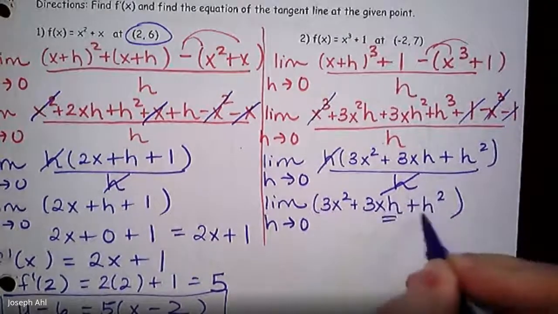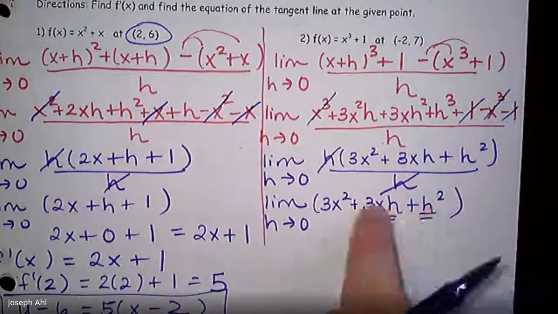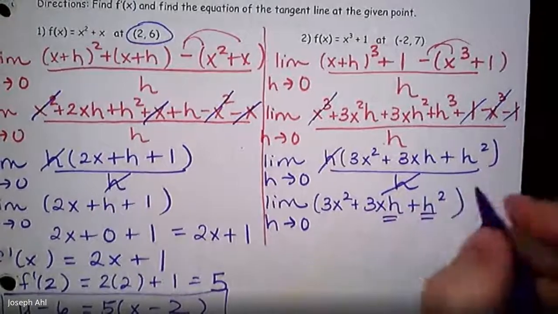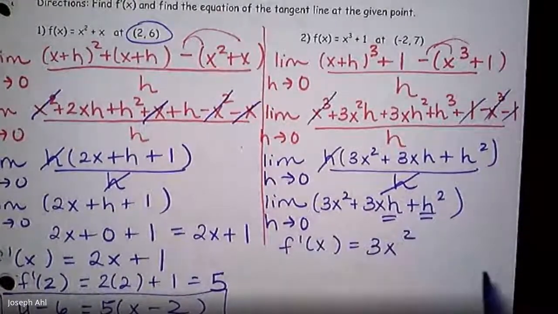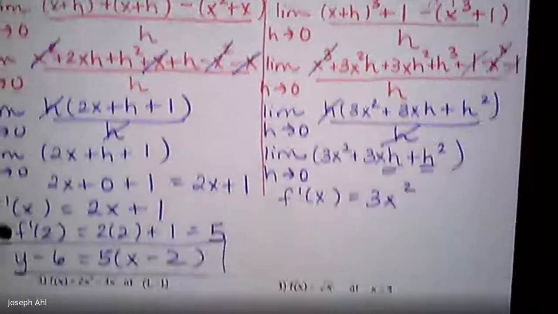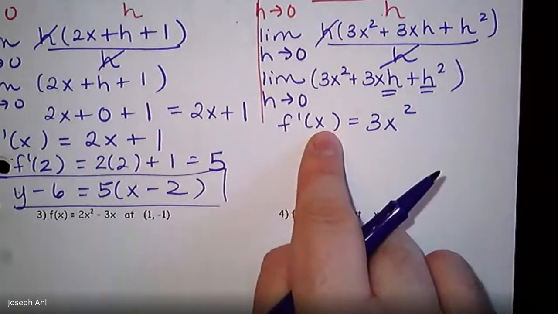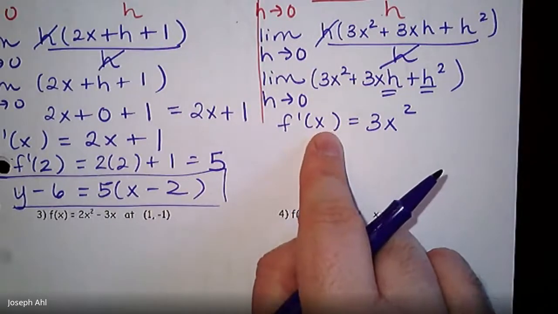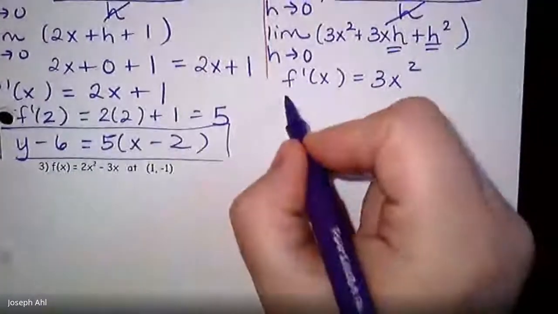If you plug in a 0 for this h and for this h, notice how these terms will both go to 0. So the derivative f prime of x is actually just 3x squared. So that equation right there represents the slope of the tangent line at any given value of x. Well, where did we want to find the slope? We want to find the slope at -2, 7. So we're going to find f prime of -2.